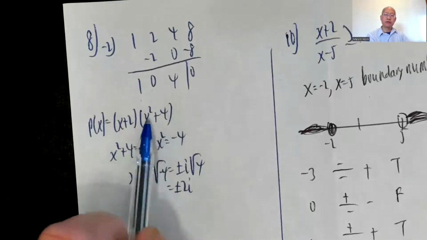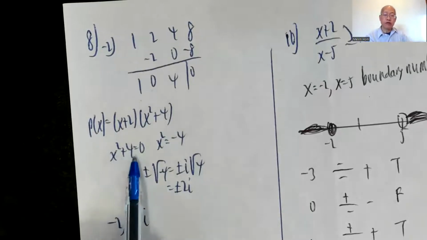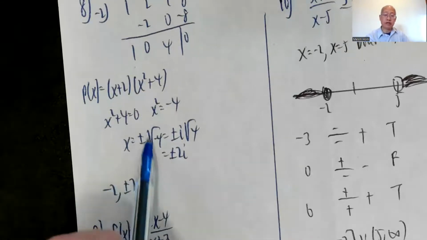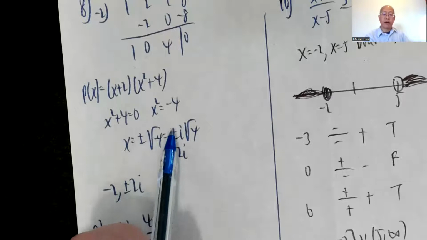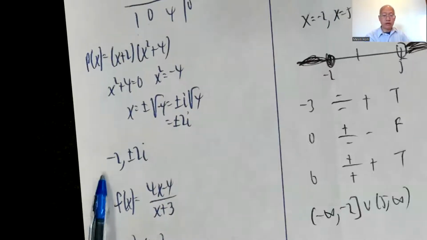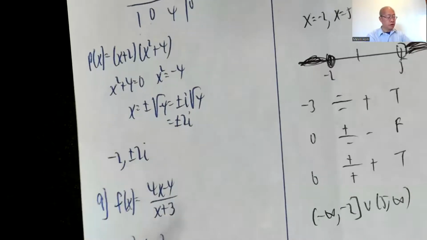Set that equal to 0. x squared plus 4 equals 0. That means x squared equals negative 4. So square root property, x is plus or minus the square root of negative 4, or i radical 4, or plus or minus 2i. So my zeros are negative 2 and plus or minus 2i.